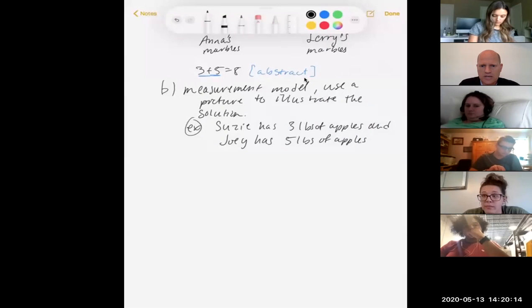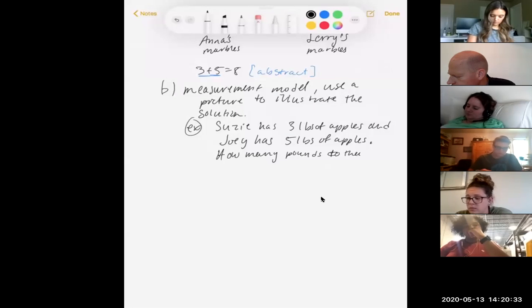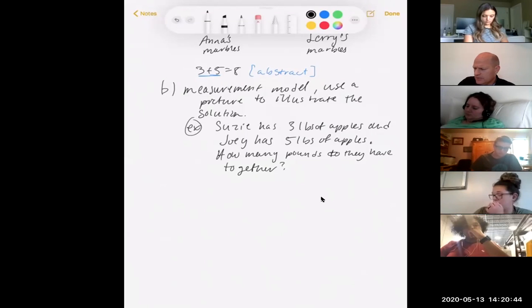Okay. So Susie has 3 pounds of apples and Joey has 5 pounds of apples. And how many pounds do they have all together is the central question. All right, question mark. And what we want to do is show a depiction of this with a picture. I'm going to do it in a certain way to introduce you to the third section of our lesson, which is bar models.